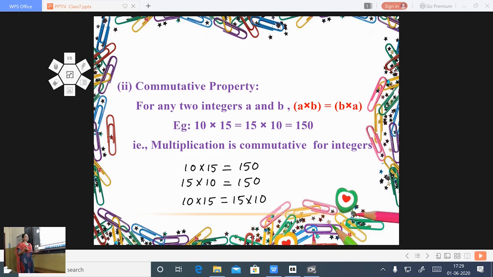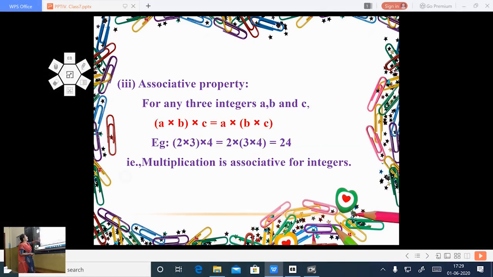In general, how will you define this property? For any two integers a and b, what is the condition? a into b is equal to b into a. Is it clear? Okay. Next is associative property.